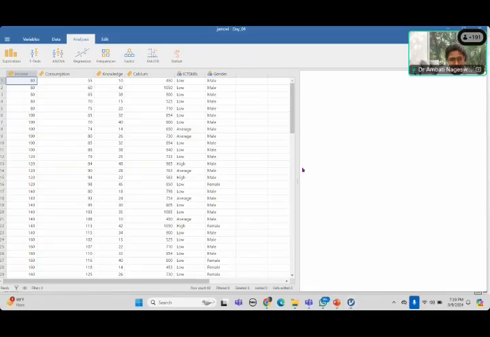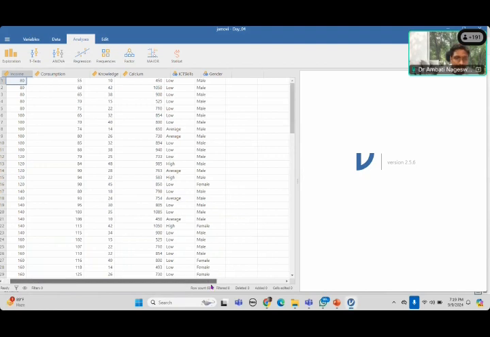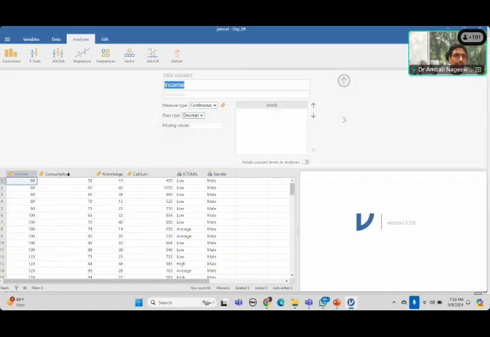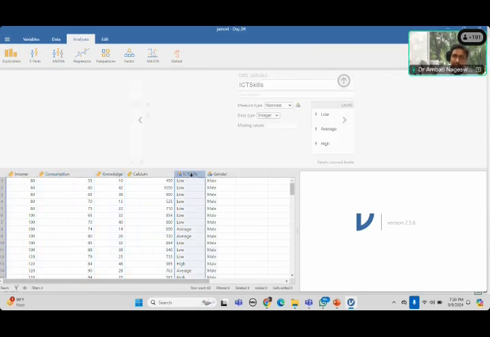This is the 4th day. I'm sure all of you know how to open the file, how to import the file, how to export the files, right? Now just look at this file. Try to understand the data that we have with us. We have income, consumption, knowledge, calcium intake, ICT skills, gender.